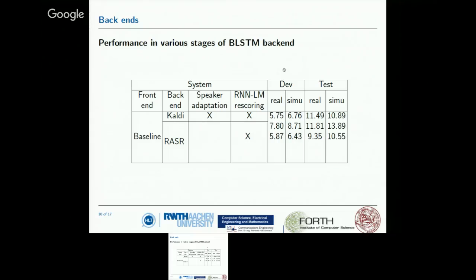If we do the rescoring, then we are already around 15% better than the baseline. The same is true for the speaker adaptation. If we do speaker adaptation plus rescoring, we already arrive at 6.8, which is around 40% above the baseline.